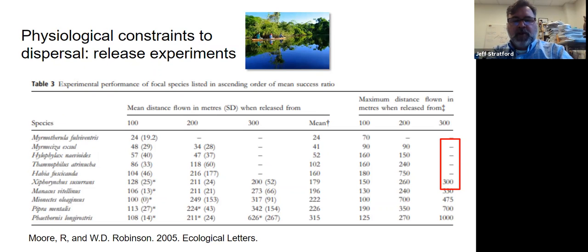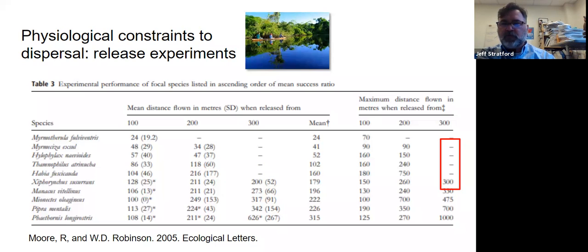Then later on, Randy Moore, working with Doug Robinson, did some more release experiments, except they were very interested in what is the actual ability of birds to fly. And so what they did was, working on Barro Colorado Island, they captured birds on what I'll call the mainland, not on BCI, took them in a canoe, released them, and see how far they could fly, right? Because these are not swimming birds, right? So they would fly, and if they poop out, they just fall in the water. There was somebody in a motorboat with a net, scooped them up, and would bring them back to the mainland.